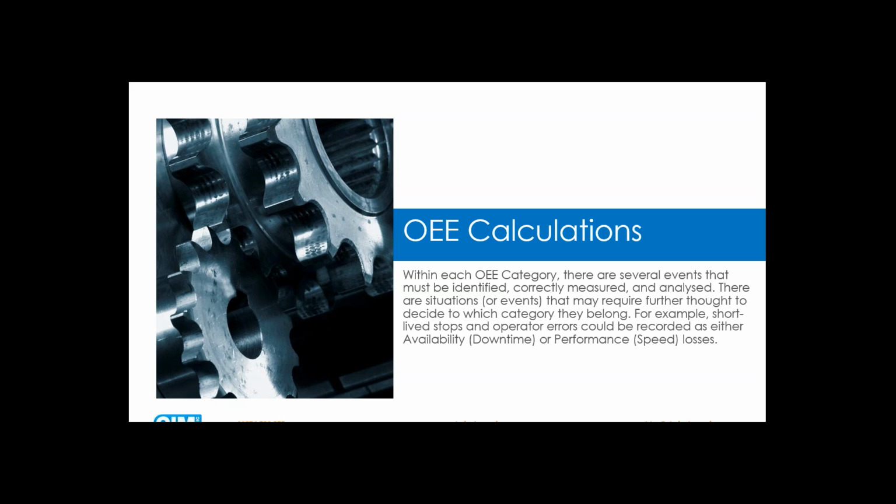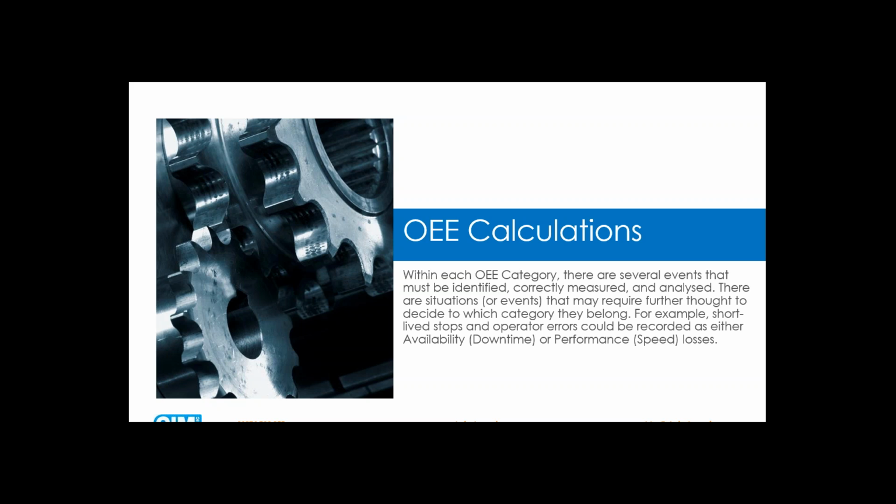The question here is, which bucket should it go into? Should it go into availability losses or should it go into performance losses? So there's a couple of ways you could do it. You could put it in availability loss and then it's grouped in with all the other downtime events, or you could put it in performance losses. One of the areas where you might consider doing that would be, for example, a stop that wasn't related to a fault on a machine.